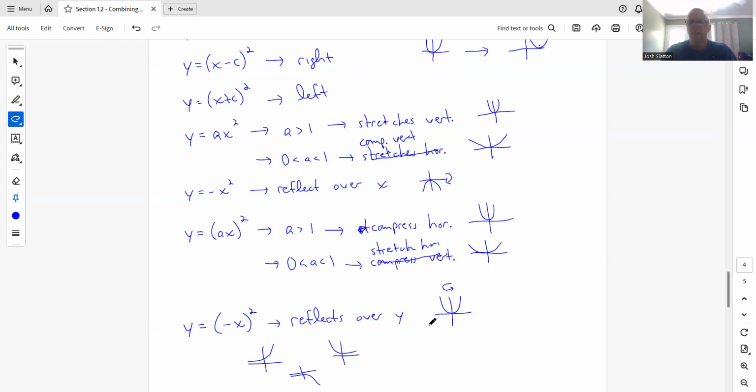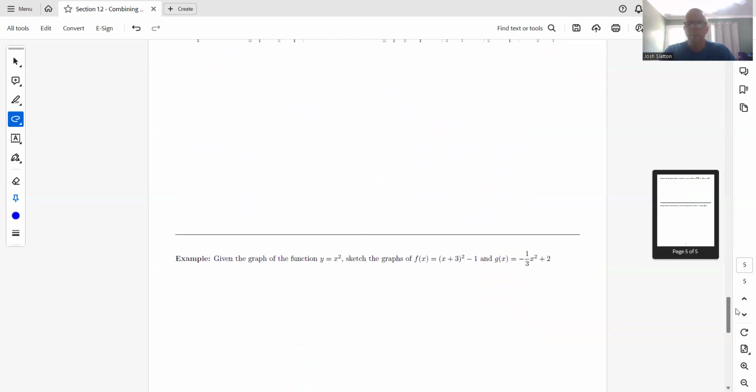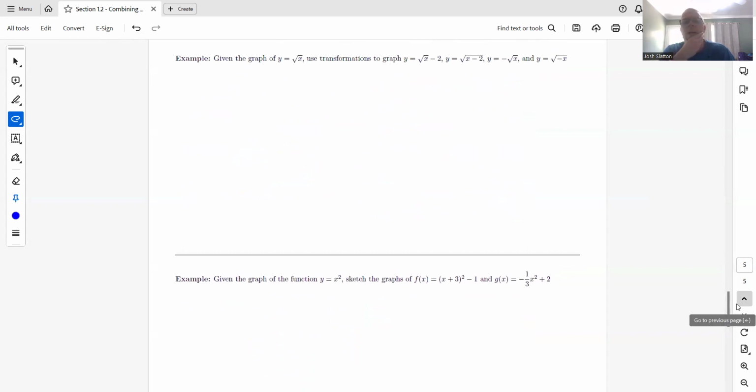But in any case, the ideas that we're looking at are all these rules that can help us figure out what the transformation is doing. So let's look at an example. We have square root of x, and we're going to do these different transformations. Before we do that, we should say what square root of x looks like. So y equals square root of x looks like that.